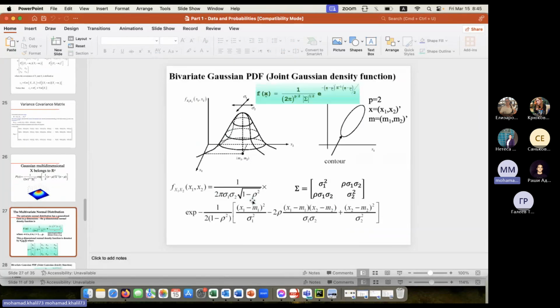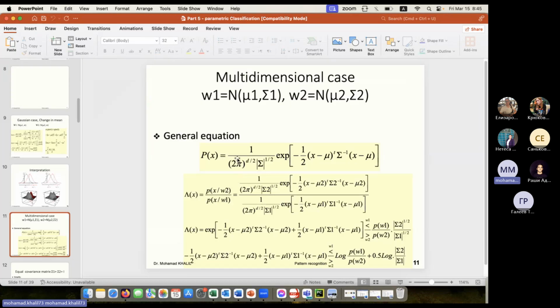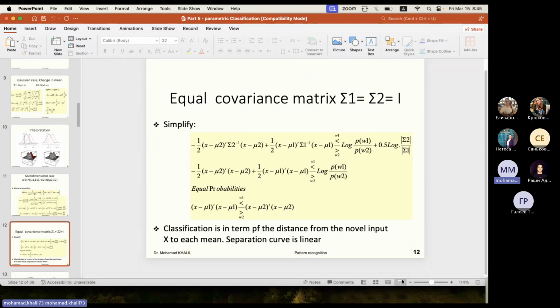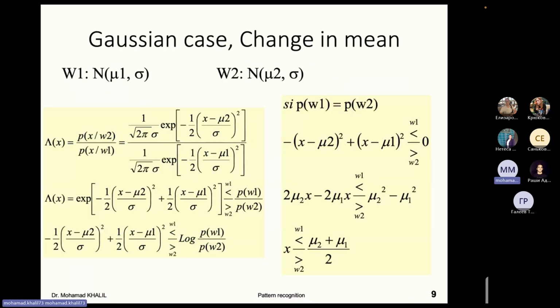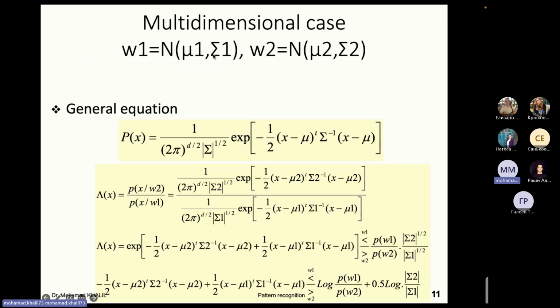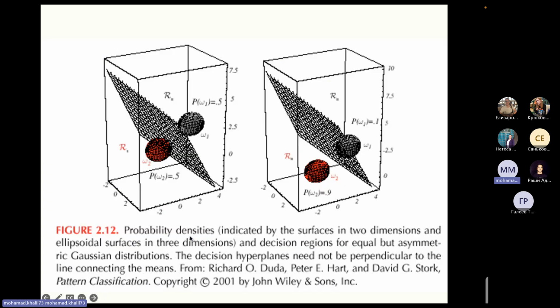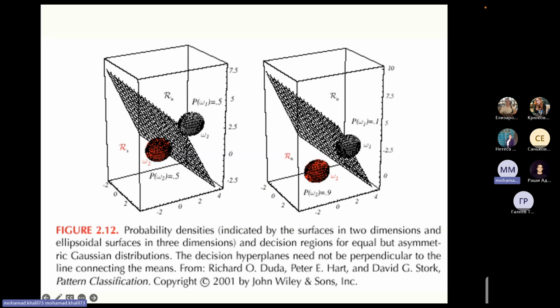Look, in the class, when I explained to you last time the presentation, when we go to the multi-dimensional case, we have seen that if sigma 1 equals sigma 2 equals I, the interface is linear according to the distance between any point and the average, and the data are circular like that.